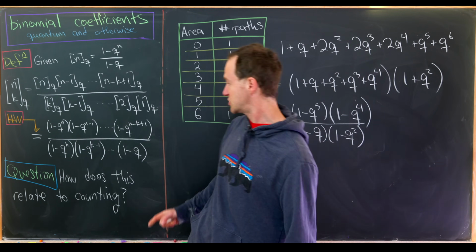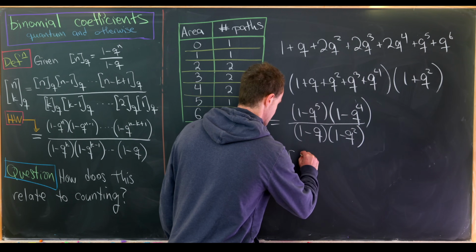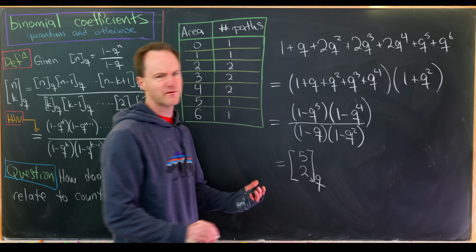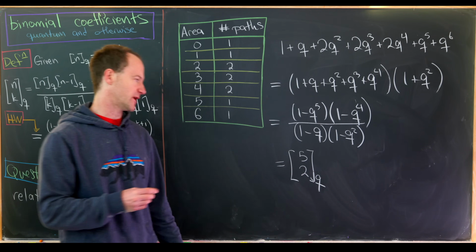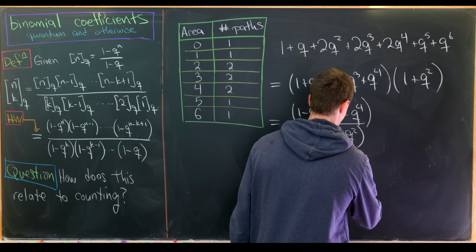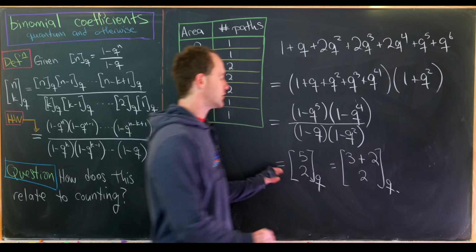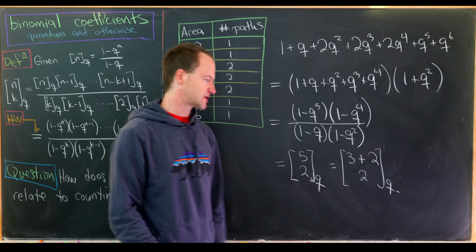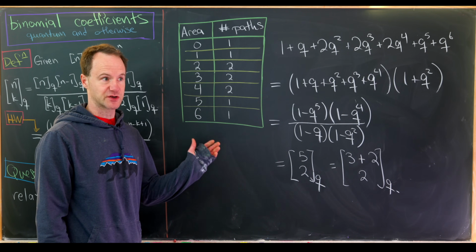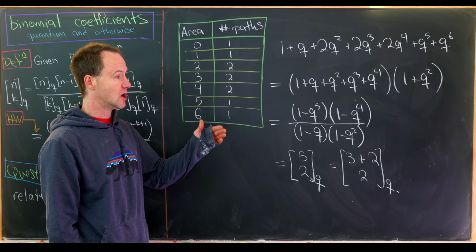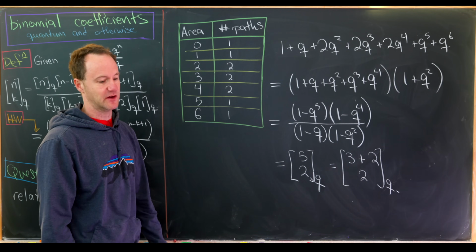But now that looks suspiciously like one of these q binomial coefficients. And in fact, it's the q binomial coefficient 5 choose 2 or 5 choose 3, q. Those are the same, like I pointed out before. And just to really flesh this out in terms of what we had before, this is equal to the quantum binomial coefficient 3 plus 2 choose 2, q. So it seems like when we expand this q analog of the binomial coefficient, what we're getting for certain coefficients of a power of q are the number of paths with a certain area under that path, if you will.